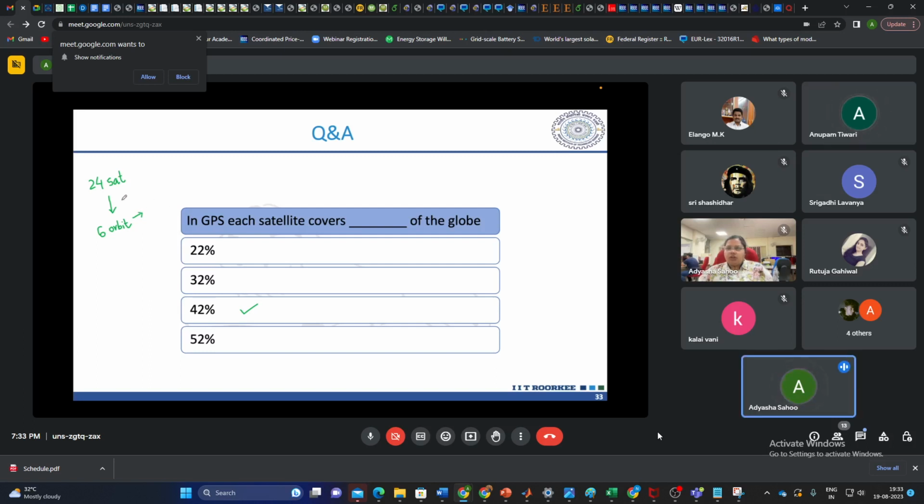As much as I remember the stats, let's go through this together. We had 24 satellites in six orbits with four satellites in each orbit, right? And each orbit is inclined to the other by 60 degrees, right? So basically, we have to divide 360 by 4. No, 360 by 6. No, how many orbits do we have?